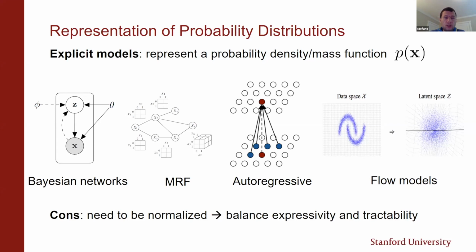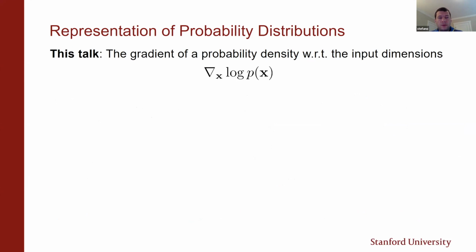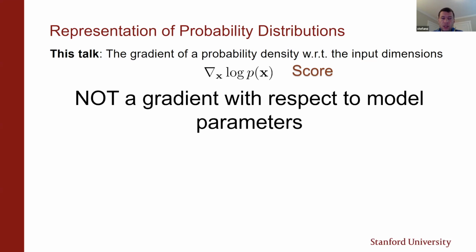And so what I will do in this talk is discuss a different approach of representing a generative model, where instead of working with a probability density function, we're going to work with its gradient. And here the gradient is with respect to the input dimensions X. So this object is called the score. And just to be clear, this is not the gradient of the probability density function with respect to the model parameters. This is a gradient with respect to the input dimensions.